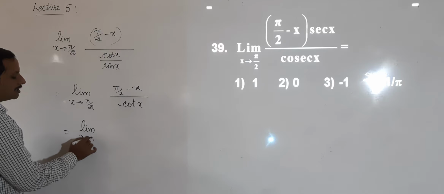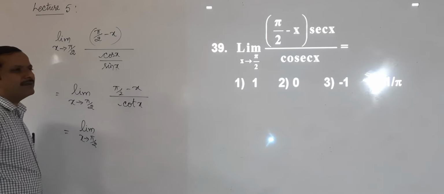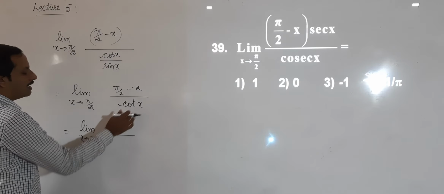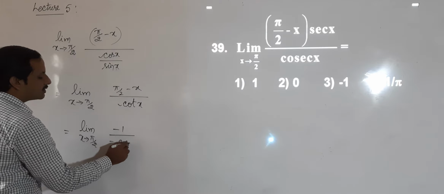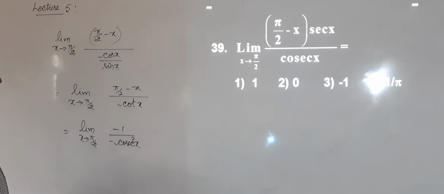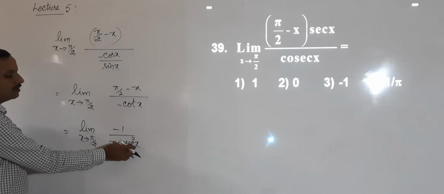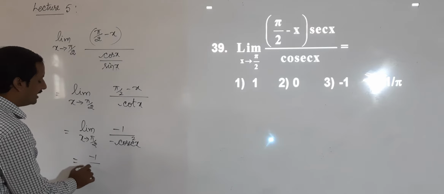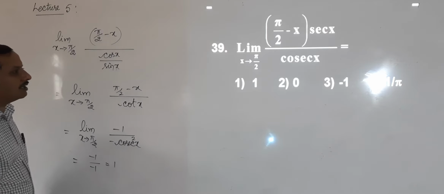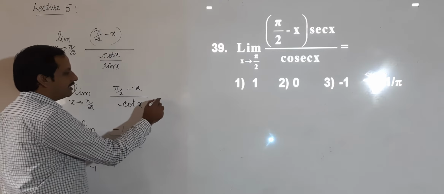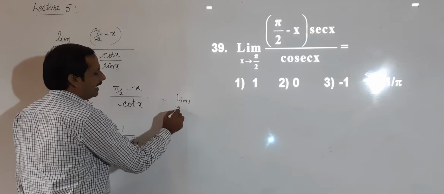If I use L'Hospital's rule here, the derivative of pi by 2 minus x is minus 1. The derivative of cot x is minus cosecant square x. Okay. Now apply the limit here. As x tends to pi by 2, cosecant pi by 2 is 1. So here the answer will be minus 1 by minus 1, which is equal to plus 1. That's the first option. You can do it in this way, or after this step, I can write like this.